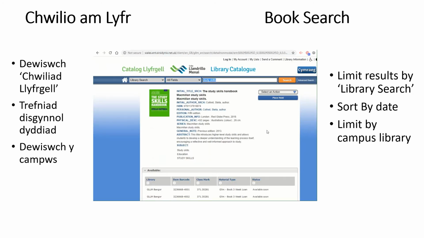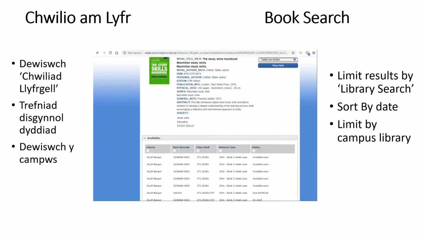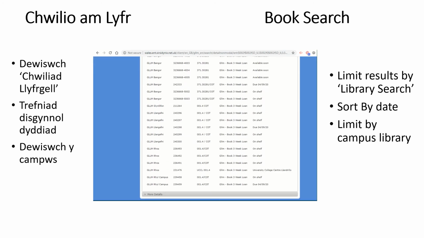The screen will change again and it will give you the full book details of title, author, year and ISBN. And if you scroll down further, you can see where the book is available. You can see which library has a copy and the barcode number and the shelf number, and you'll need that to find it when you're in the library. You can also see how long you can take it out for and if it's in stock or if it's on loan.